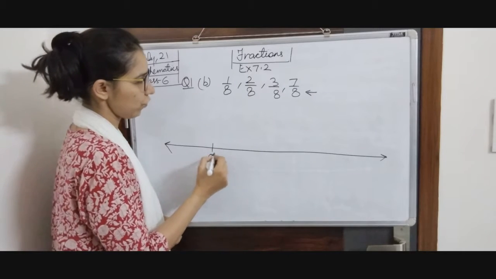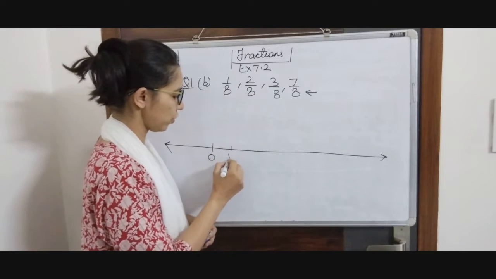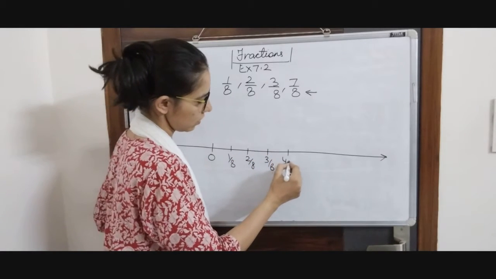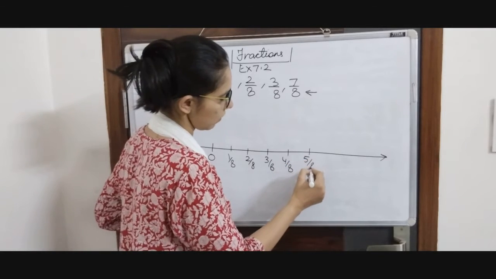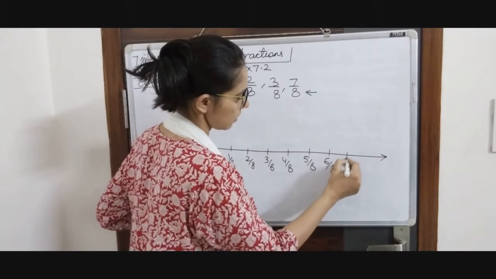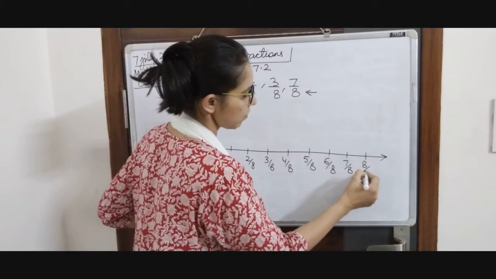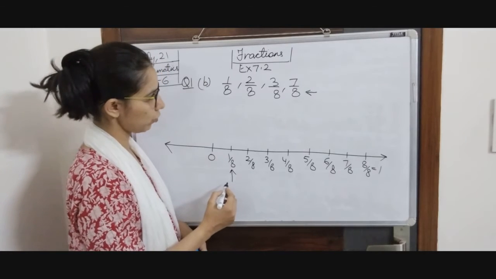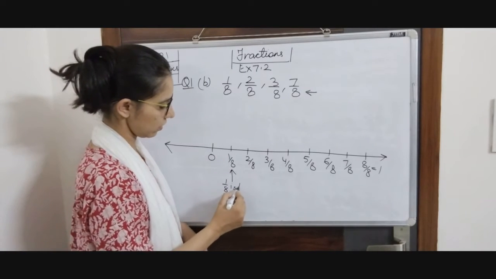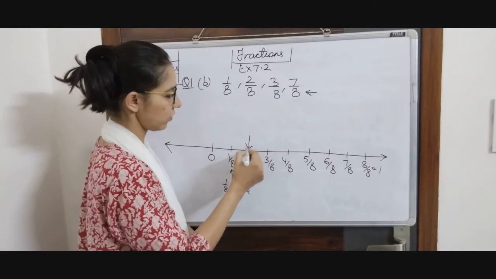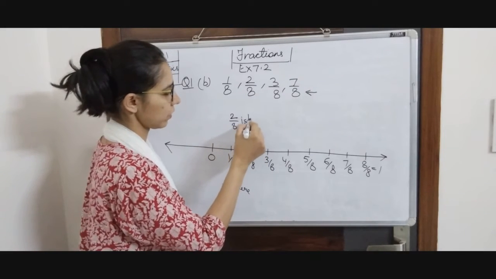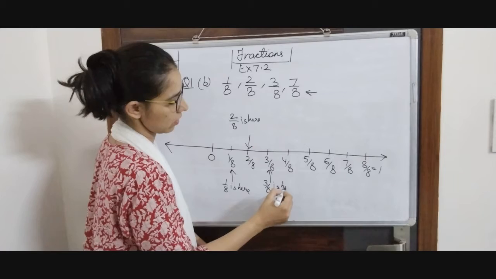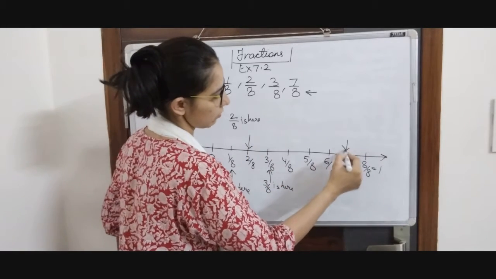So this is 0, we have to divide into 8 equal parts. This is going to be 1 by 8, then 2 by 8, then 3 by 8, 4 by 8, 5 by 8, 6 by 8, 7 by 8 and 8 by 8, which will be known as 1. So we have to represent 1 by 8, 1 by 8 is going to be here. Then 2 by 8 is here. 3 by 8 is here. And then 7 by 8 is here.